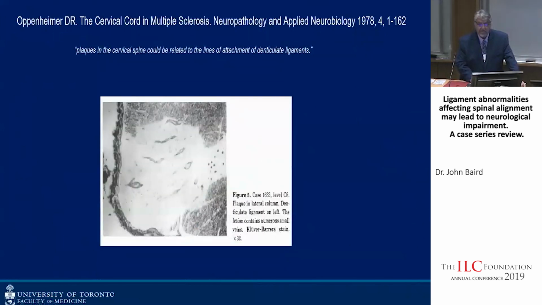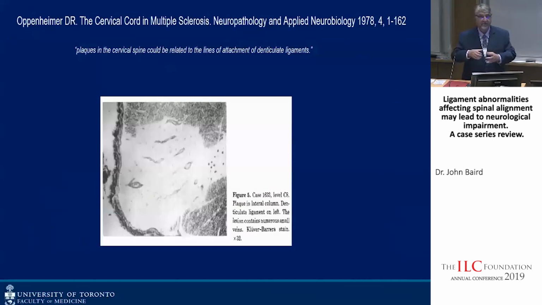This is a paper from 1978. Oppenheimer did some dissections of spinal cords of patients who'd had multiple sclerosis. And one of the notes that was made there was that the plaques in the cervical spine could be related to the lines of attachment of the denticulate ligaments. The denticulate or the dentate ligaments attach the spinal cord on the inside of each vertebra.